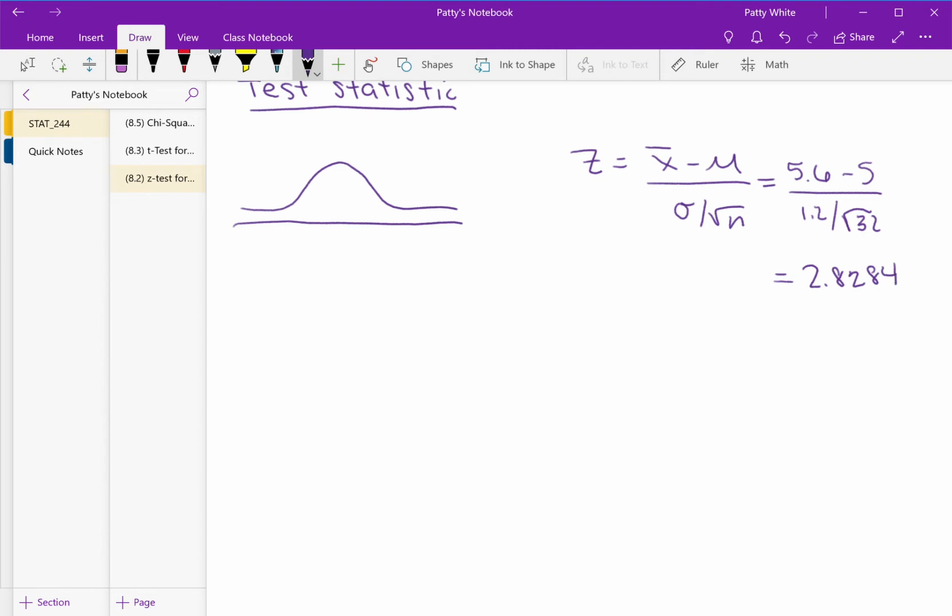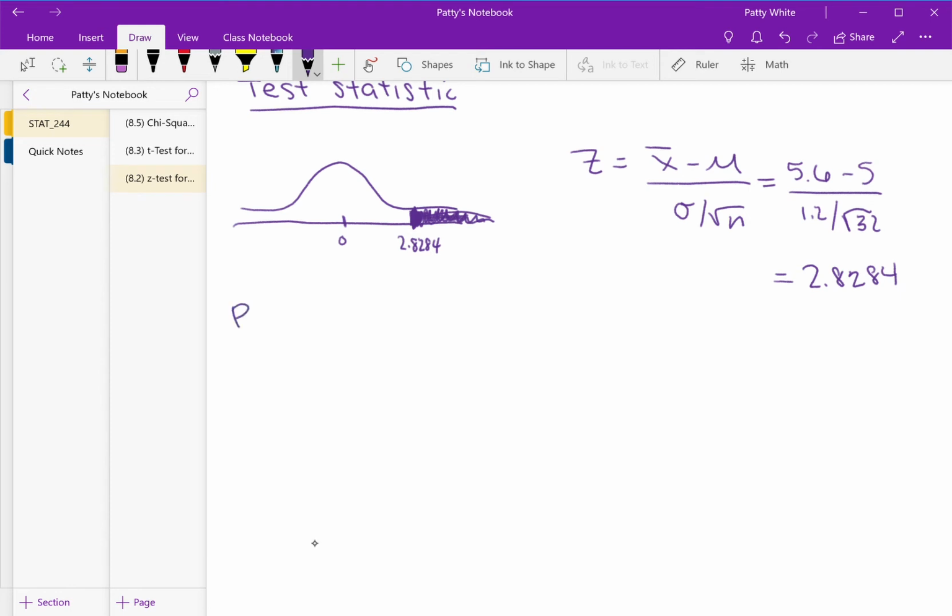So if this is my normal distribution, the mean is 0. 2.8284 is maybe somewhere right in here. A p-value is the area in the tail from your test statistic all the way to the tail. So I want to know what this area is. I want to find that p-value. The p-value, again, is the area in this tail from my test statistic to infinity. So since we have the normal distribution, we want to accumulate all of this area.